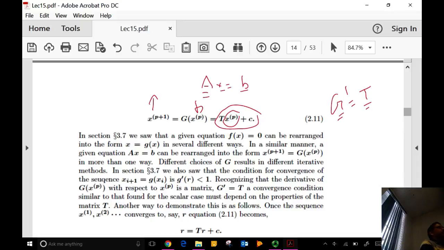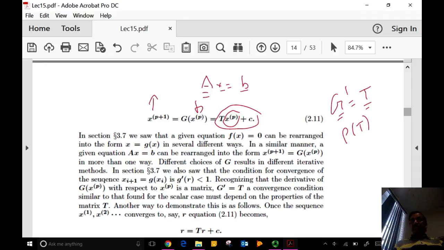But now I have a problem. If I have a scalar problem, I can say the slope of the function G prime must be less than 1. Here I have a matrix. So what does that mean? Under what conditions would that iterative scheme converge? There is something called the spectral radius of T. That is the eigenvalues. If the largest eigenvalue of T is less than 1, then that's what they call a contraction mapping. It will always contract. It will always produce a number smaller than the right-hand side.